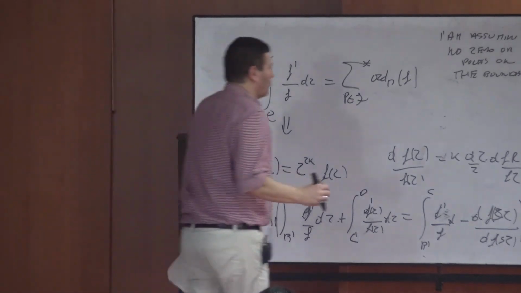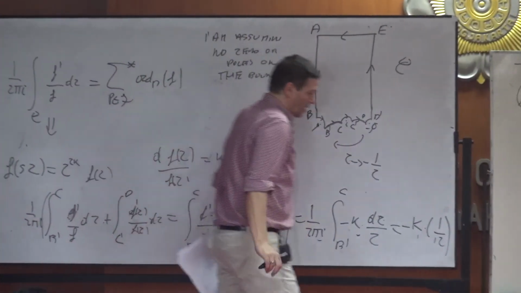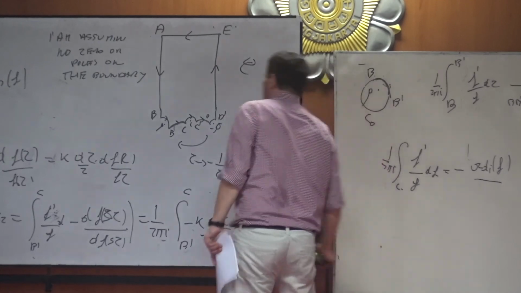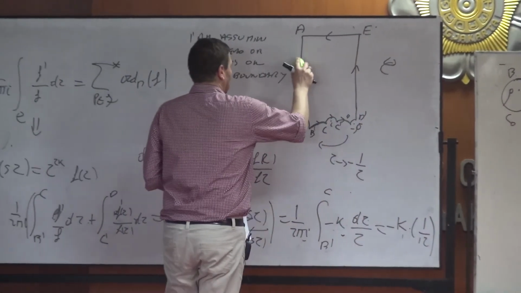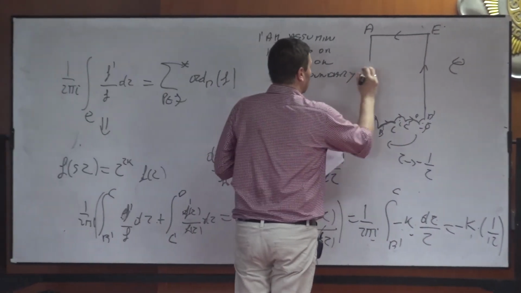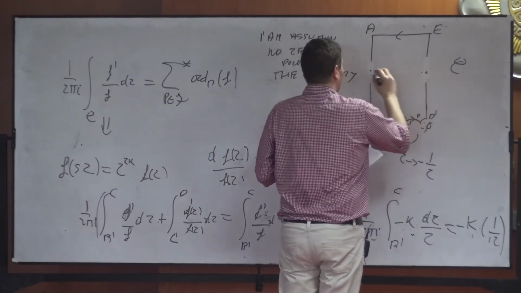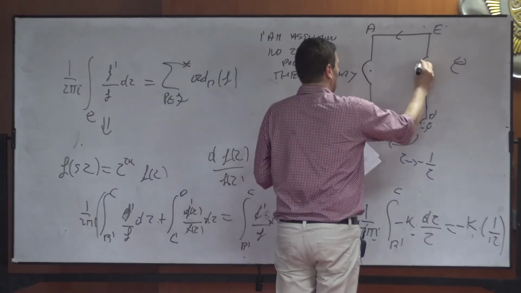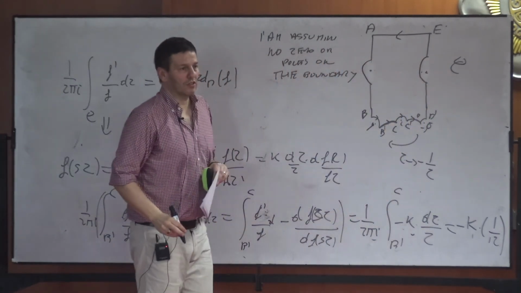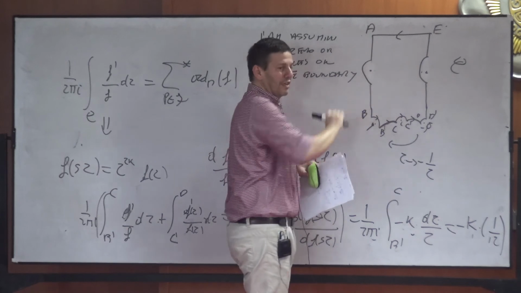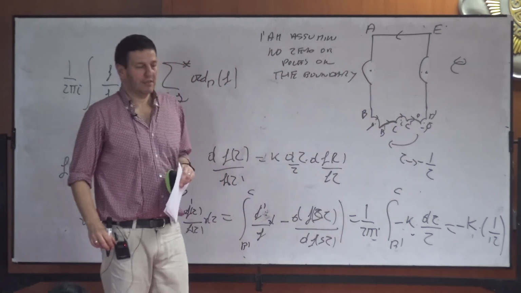Now, just a word. If you have zeros or poles on the boundary, for example, you have a pole here, what do you do? Well, you just go around it, right? You do like this, and you do like this, and you do the same computation. So the poles appear only once, and everything is again the same, okay?